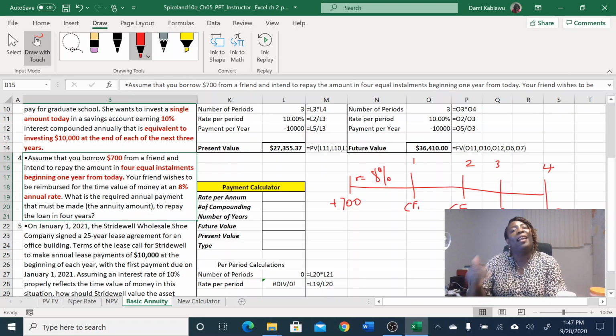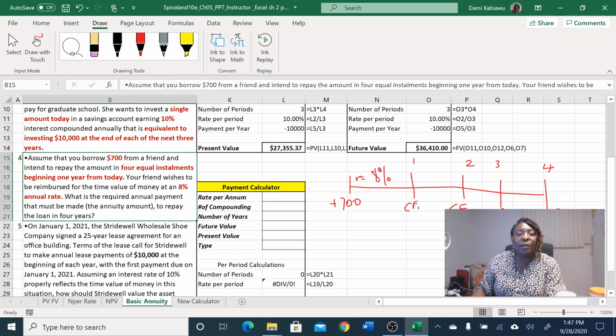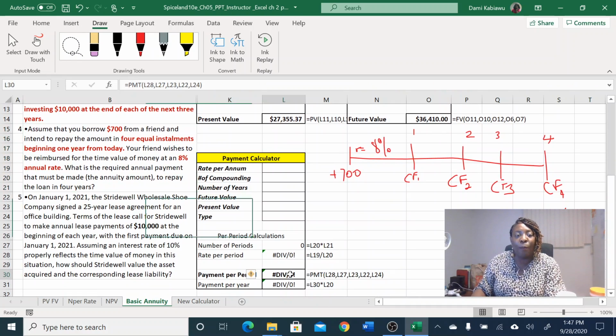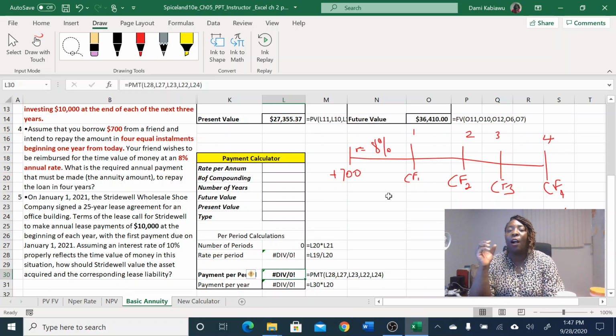So what is the cash flow payment? The formula to use is the payment formula in Excel. I'm going to scroll down a little bit and show you what I mean. Down here, I have an equal payment formula, PMT. It helps you to calculate what the cash flow is if you have an annuity problem. Okay? So what is that value? Rate per annum is 8%.